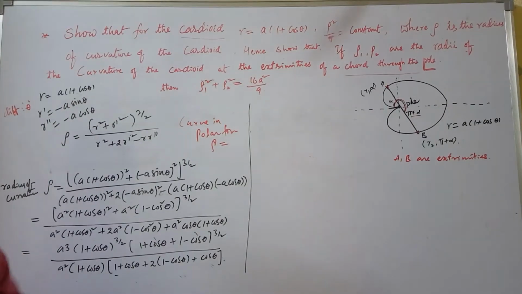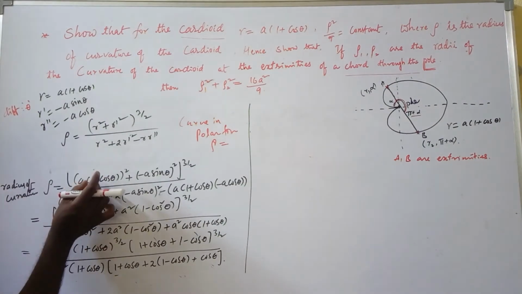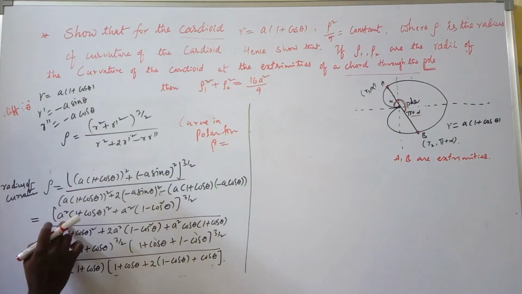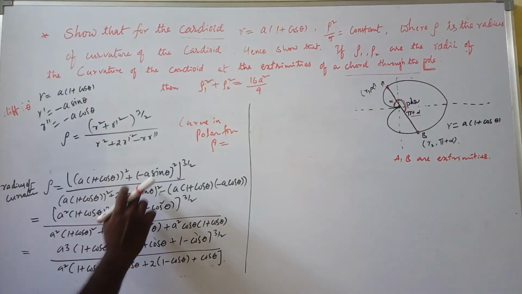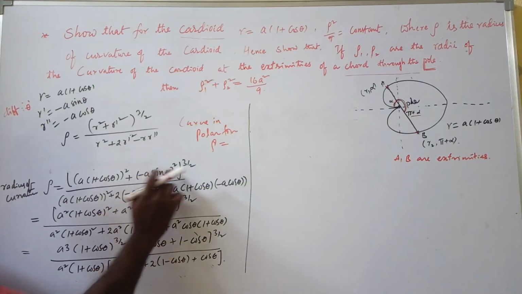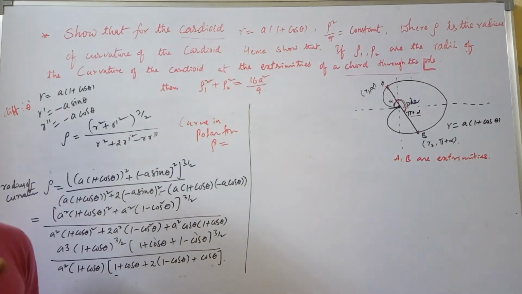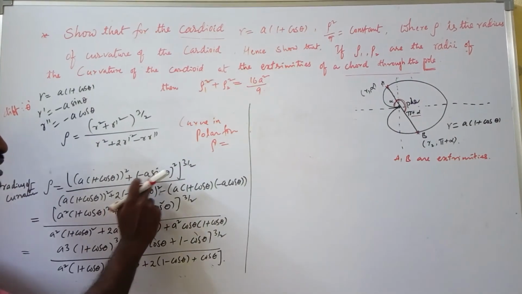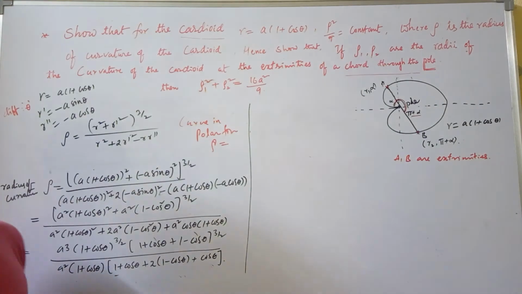Next, simplify the numerator and denominator. So what do you get? See here, a and 1 plus cos theta whole power 2 can be written as a square into (1 plus cos theta) power 2. Next, minus a whole power 2: a negative term with an even power gives only a positive term, so a power 2 is a square. Next is sin square theta, which can be written as 1 minus cos square theta.